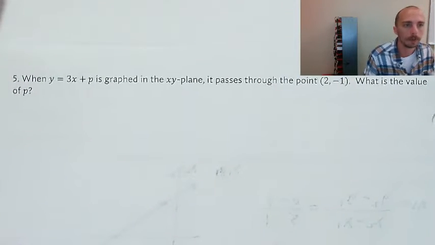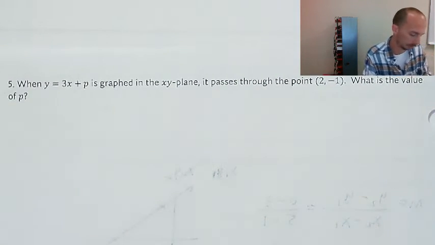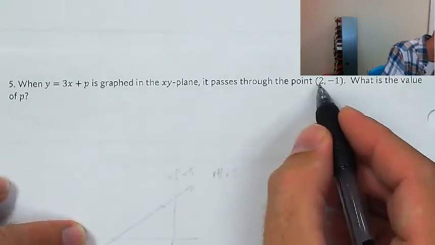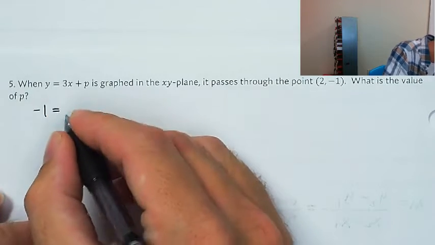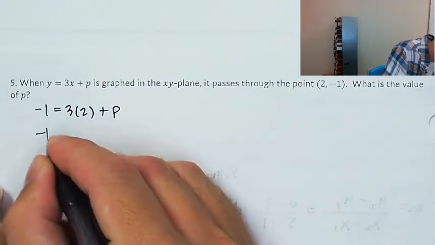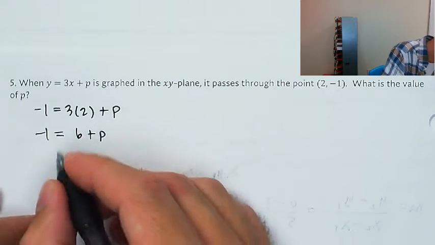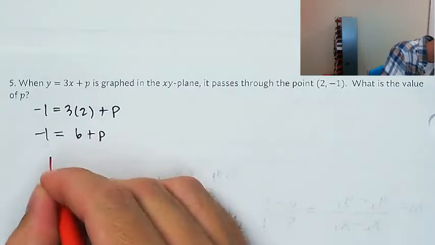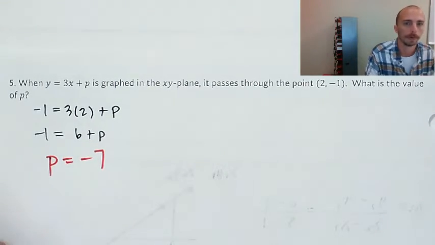Right, so y equals 3x plus p passes through 2, negative 1. What's the value of p? We can do this. So y equals 3x plus p, x equals 2, y equals negative 1. So I just plug in negative 1 for y, 2 for x. Maybe I'll subtract 6 from both sides, and I will get that p equals negative 7. Okay, that's the answer. That's all we can do. Right?